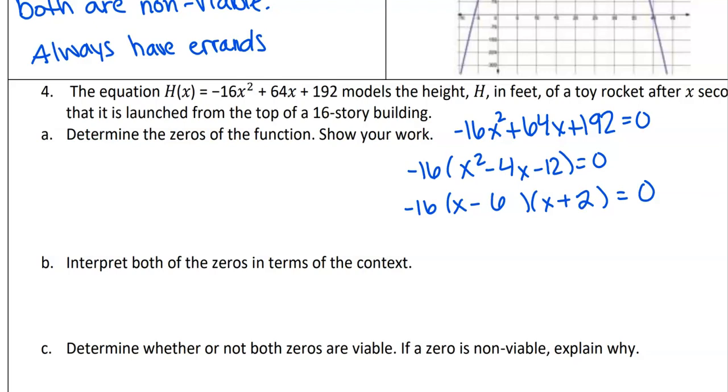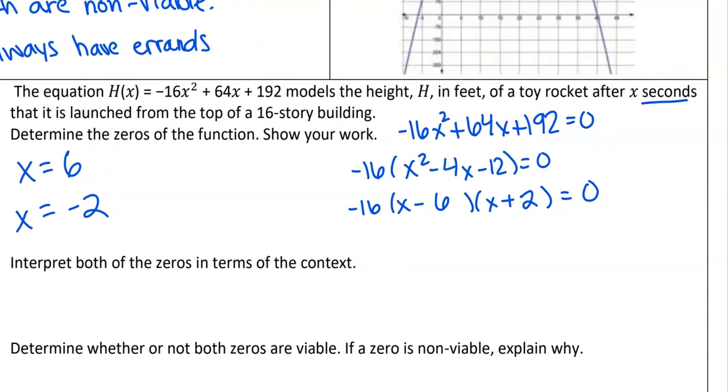So what are my zeros for the function? x equals positive 6 and x equals negative 2. All right, let's interpret that with our problem. We're talking about a rocket being launched. It gives me height, it gives me time. So we should use all of that to interpret our solutions. If we have x equals 6, x equals negative 2, is that giving me height or time? It's giving me the time. After x seconds that it's launched.